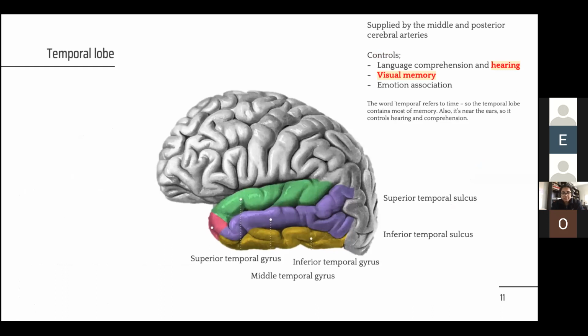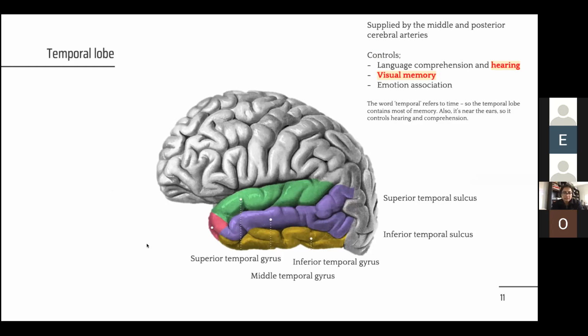The temporal lobe is next. The temporal lobe has inferior, middle, and superior gyri, and it's associated with visual memory as well as your hearing. The way that I remember that is temporal means time, so the temporal lobe refers to your memory. Also, it's near the ears, so it controls a lot of hearing and comprehension. It's supplied by the middle and the posterior cerebral arteries. The middle does this area, and the posterior does the inferior part.